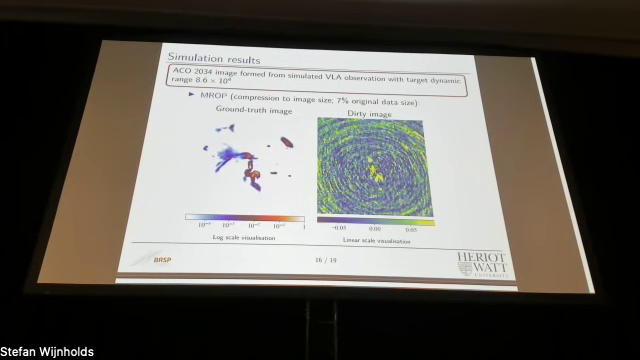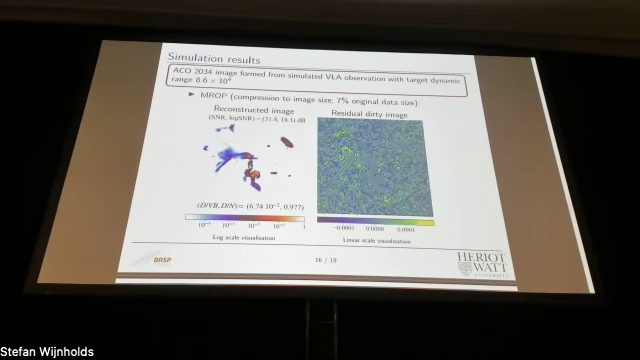And now for MROP, for this particular compression ratio, where we compress the data to the image size, which is equal to 7% of the original data size, we also get comparable imaging quality in terms of both visual inspection and the SNR and log SNR metrics.